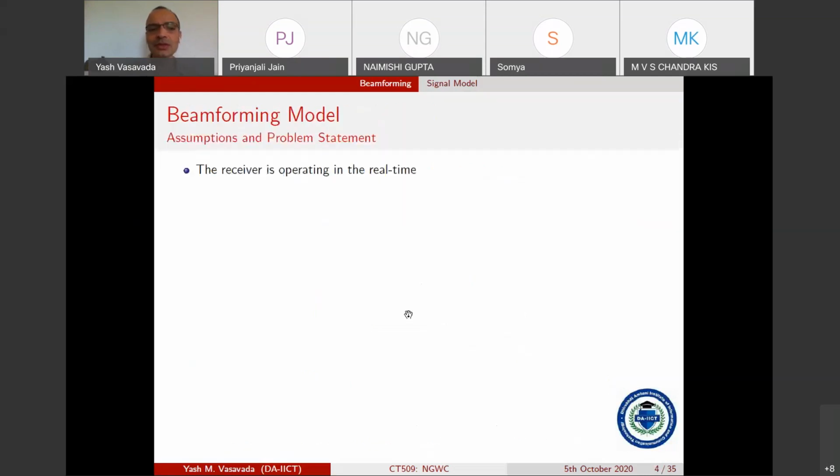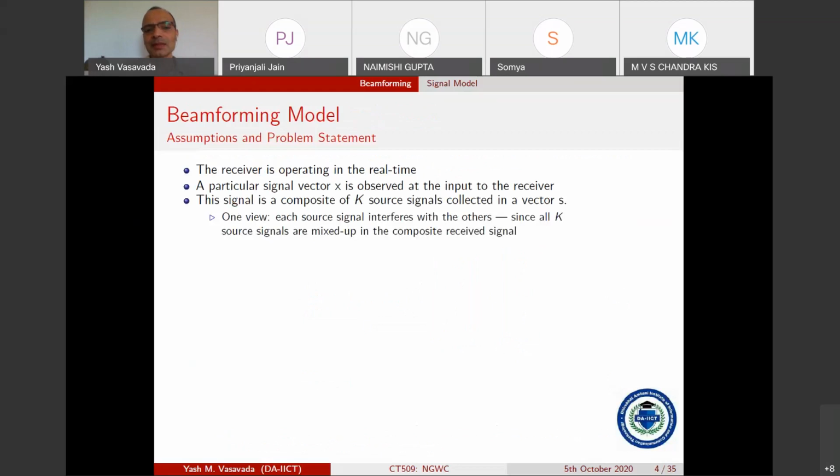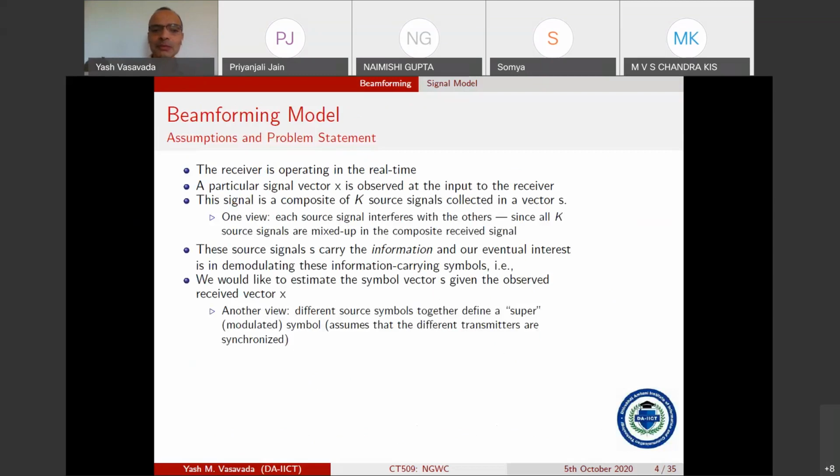Okay, so this is the model that we have already seen. And in the context of this model, what we have assumed is that the incoming signal is a composite of k different transmitters, which are all interfering with each other because they are all being received at the same nominal frequency. And we would like to estimate the transmitted symbol vector given the received vector x.